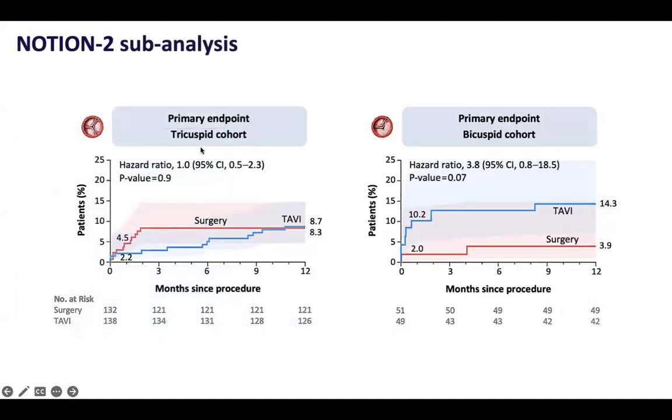Then for the primary endpoint in the tricuspid cohort, you see that TAVI and surgery were almost equipoise, almost on top of each other. As expected, we're going to report the 3-year follow-up this week at ESC, and I can tell you it's equally good for the tricuspid cohort. But you see that early on, in the peri-procedural period for the bicuspid cases, there was clearly more risk with TAVI than with surgery.